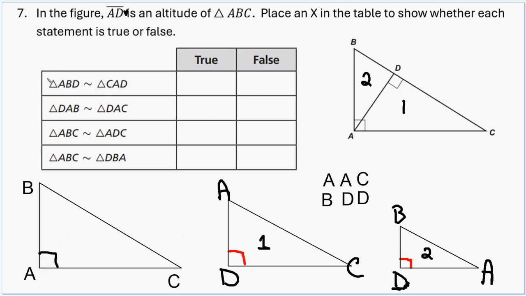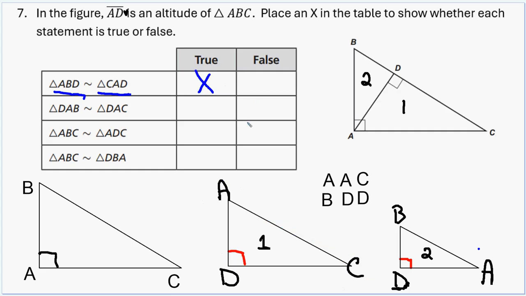So the first one says triangle ABD. That's got to be this one on the end. So they're starting here at the tip. They're going up the hypotenuse to B and then down to the right angle. Is that similar to CAD? So here we're starting at this tip. We're going up the hypotenuse to A, and then we're going down to the right angle D. That is the same pattern, same order. So that's going to be true.